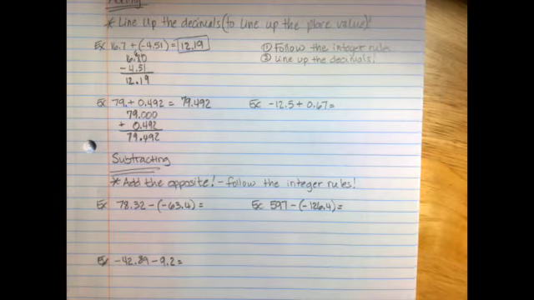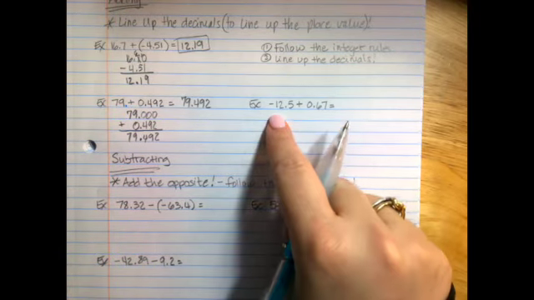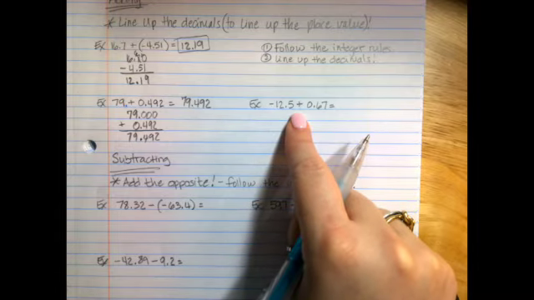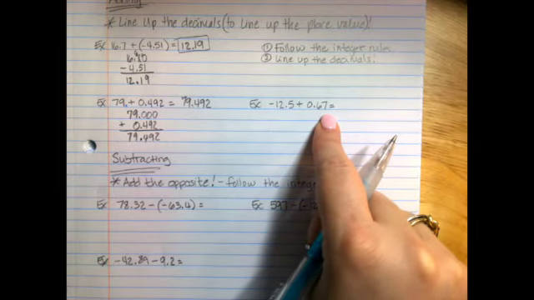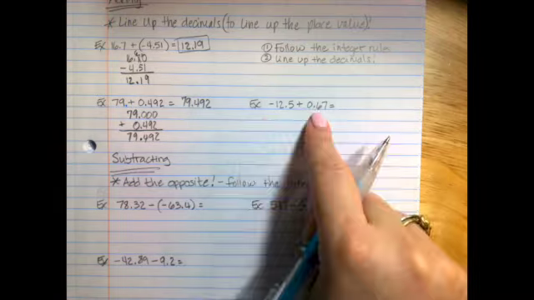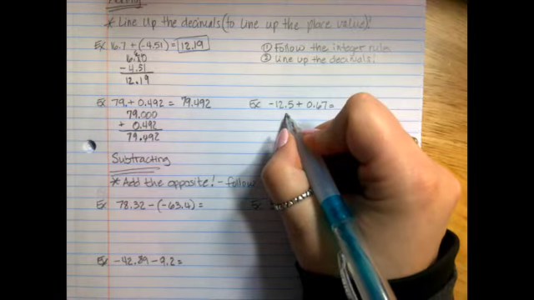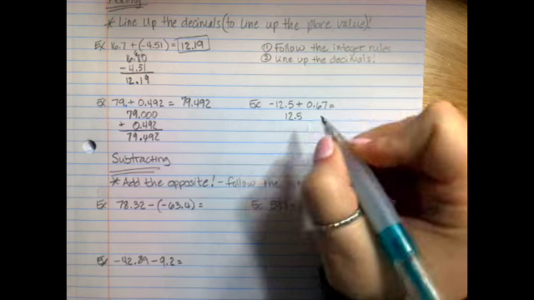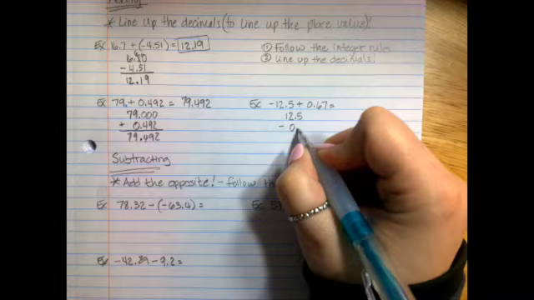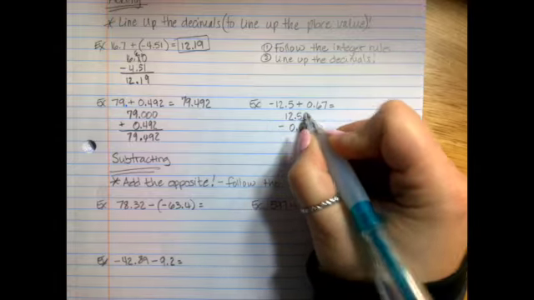All right, last one for adding. We have a negative 12.5 plus 0.67. Okay, so different signs, find the difference. Okay, so that means I'm going to put 12.5 on top because it's the largest number, minus 0.67, add a 0 up here.